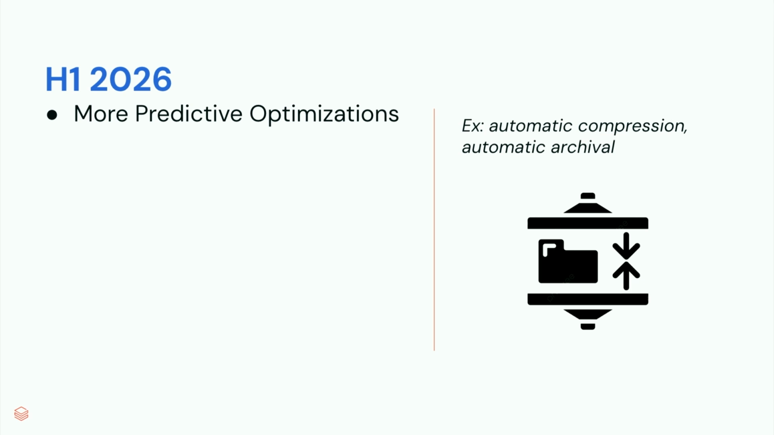Okay, two more things. One is in the second half of 2026, more predictive optimizations. We're just going to be constantly cranking out more and more optimizations. Our whole internal process is figuring out the knobs that data engineers turn and trying to see, hey, can we actually turn those for you? At least for a subset of cases where maybe you don't want to worry about them.